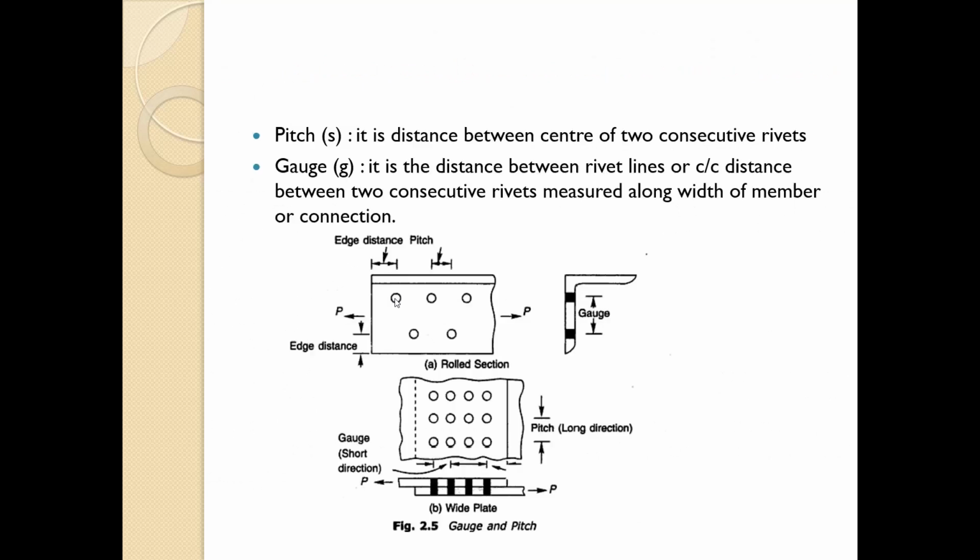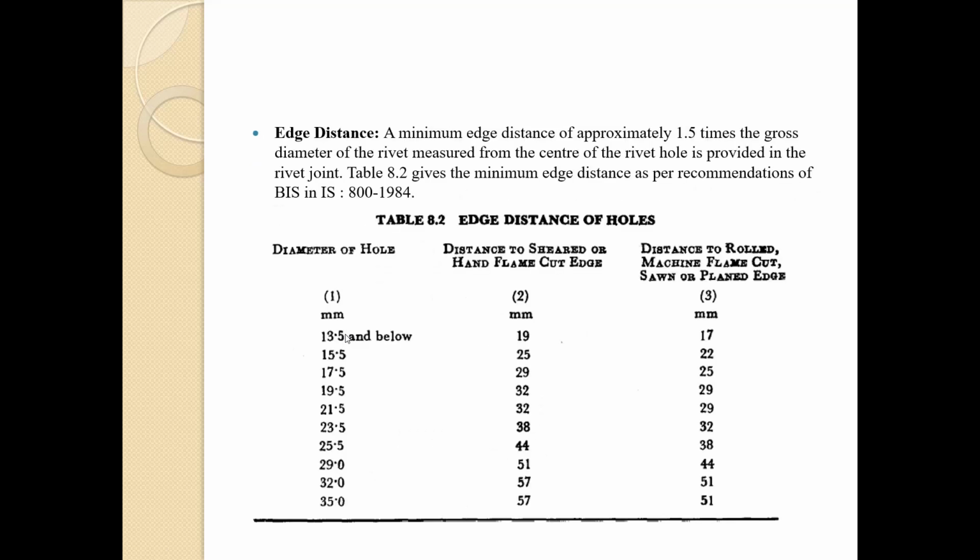Now the A distance. What is the A distance? Here you can see it is the distance between the center of rivet hole to the edge of the member. Here and here you can see. Now what are the criteria?